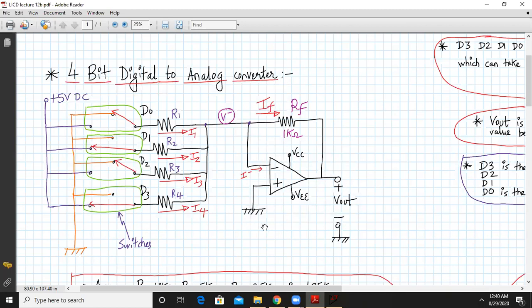The non-inverting terminal is connected to the ground. We have a feedback resistor connecting the inverting terminal and the output, which is given by RF. Its value is 1 kilo ohm. The current flowing through the feedback resistor is called IF.